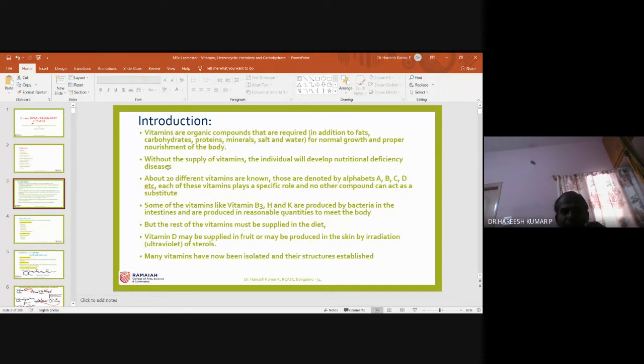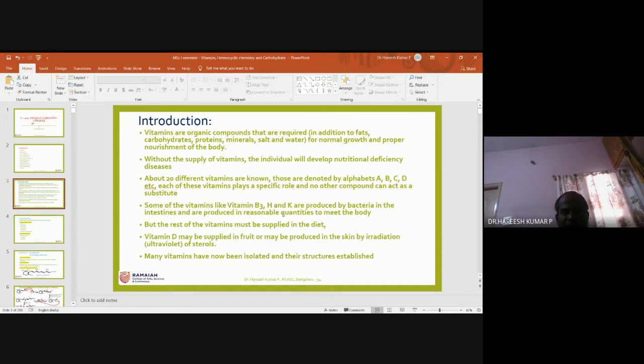So, without the supply of vitamins, the individual will develop nutritional deficiency diseases. About 20 different vitamins are known. Those are denoted by alphabets, more particularly A, B, C, D, etc. Each of these vitamins plays a specific role, and no other compound can act as a substitute.